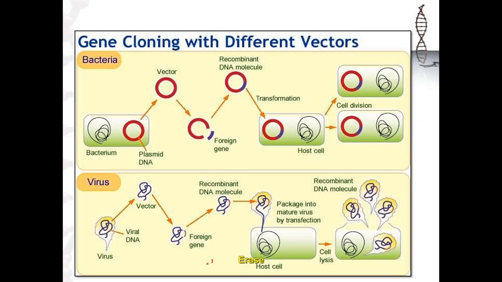Such as, for example, in animals, in cancerous cells. It usually happens. The development of cancer cells uses this mechanism. But in plants, usually, this mechanism uses bacteria as the vector.